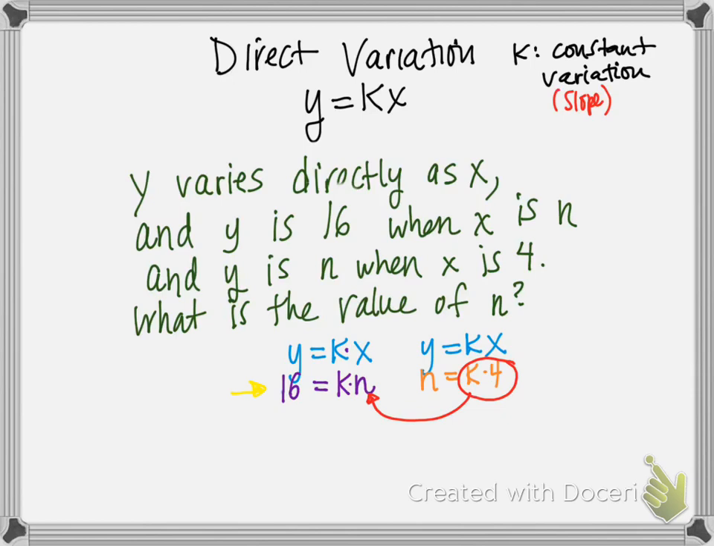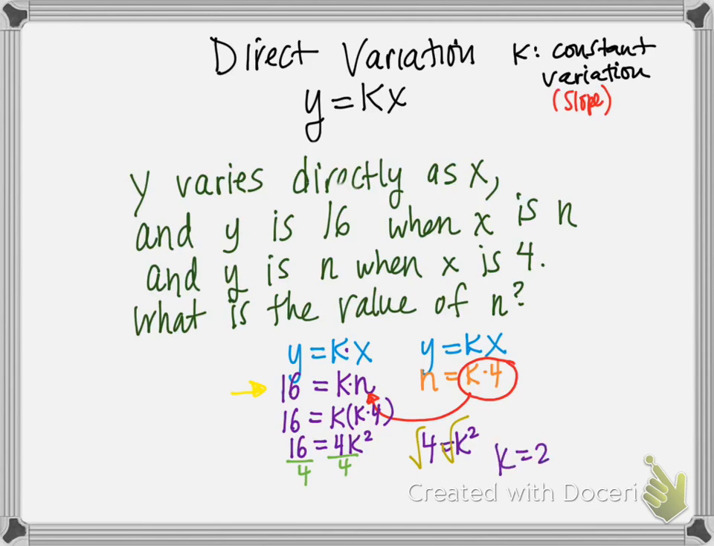If I do that, I would only have one variable. So I get 16 is equal to k, and then plugging in k times 4. So now this is 16 equals k times k, which is k squared. So I'm just going to write this as 4k squared. Divide both sides by 4, so we get 4 is equal to k squared. Then take the square root of both sides, and you get k is equal to 2.